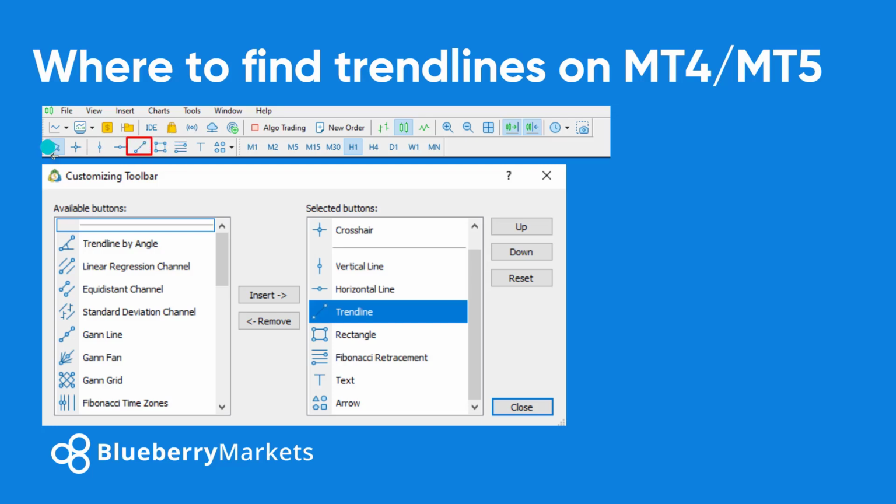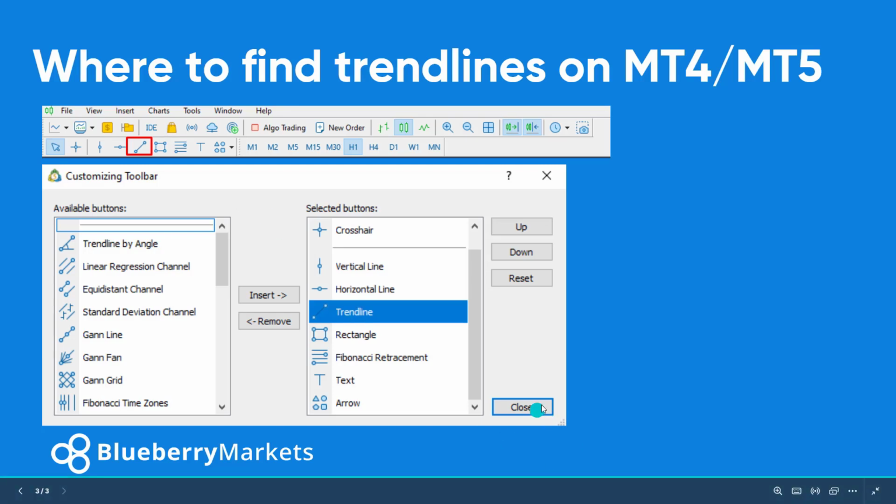Now, if you don't see this, if you right click on this dotted area here, you'll be able to customize the toolbar, and you might find it under this area here where it says available buttons. If you find it there, you just need to click insert to bring it over to the other side, and it will appear on your toolbar, and then all you need to do is click close.